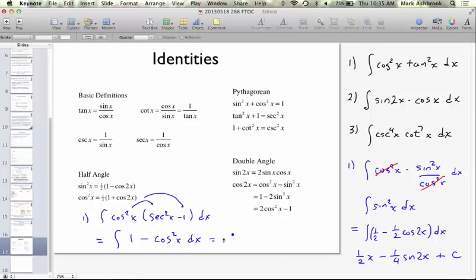Or you could do this integral, which would be x, or sorry, then we need the half angle, 1 minus 1/2 times 1 plus cosine 2x. And then you're doing the same thing. So it'd be x minus 1/2 x minus 1/4 sine 2x plus c. Okay, so two possibilities.